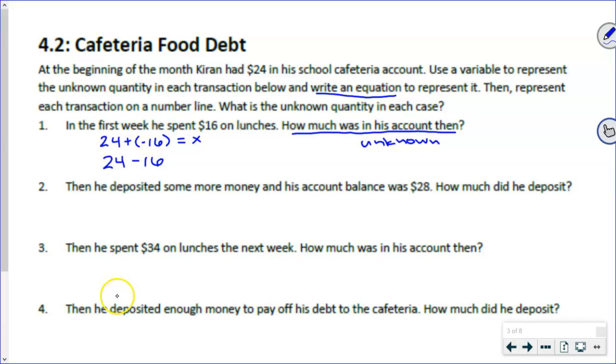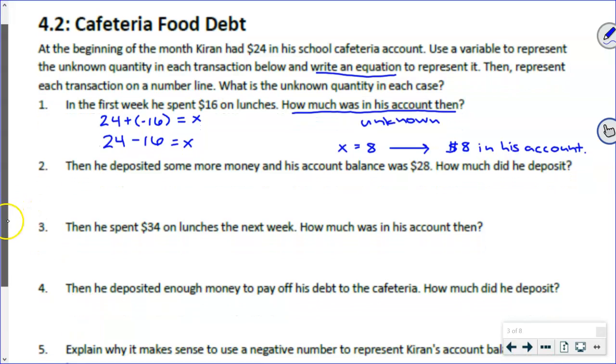Other students chose for it to be equal to F for the first week, or S for how much he spent. And all of those are perfectly acceptable variables and doesn't always have to be equal to x. Either case, whether you did 24 plus a negative 16 or 24 minus 16, turn it into an equation by saying it is equal to this unknown value, and then take that extra step. What is the unknown value? You know that the unknown value is 8. Now, x equals 8 is abstract. If we want to turn that abstract answer into quantitative, how much was in his account then? That's when we say $8 in his account. Making that connection to math practice 2.